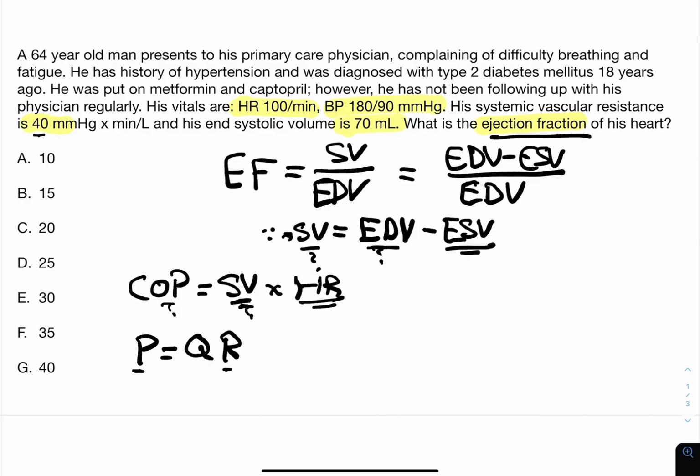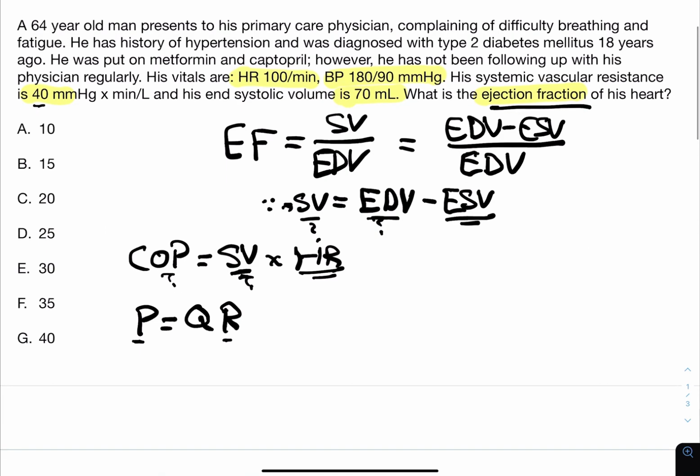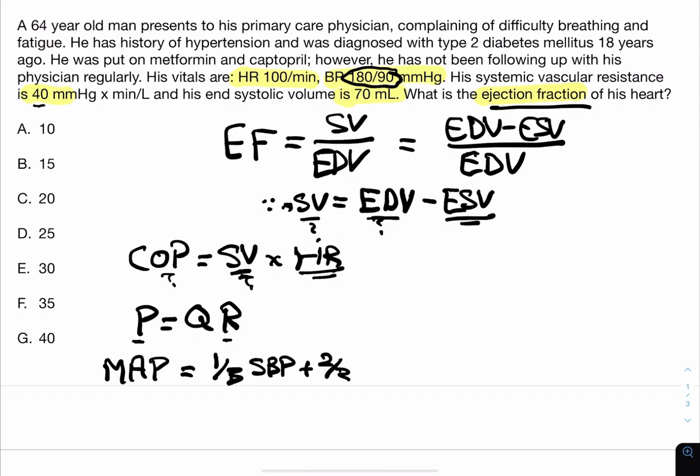So the mean arterial pressure, by the way, P here is mean arterial pressure, okay? So we're going to have to convert the value that's given here into mean arterial pressure. So the formula for mean arterial pressure is 1/3 the systolic blood pressure plus 2/3 the diastolic blood pressure. And this is because in one cardiac cycle, the heart spends 1/3 of the time contracting and 2/3 of the time relaxing in diastole.